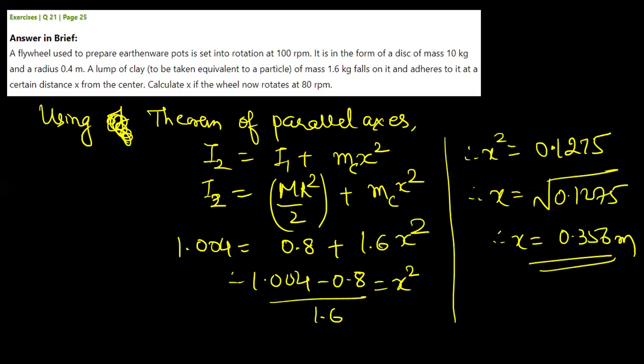That is the value for x. So using the theorem of parallel axis, you will find the x, that is the distance, that is ours. Last question from the chapter. Starting from the rest, they have been told starting from the rest. Starting from rest means initial velocity will be assumed as 0, u is 0.